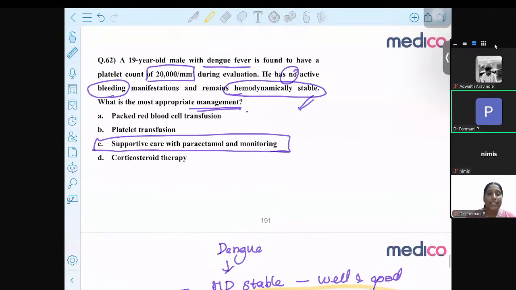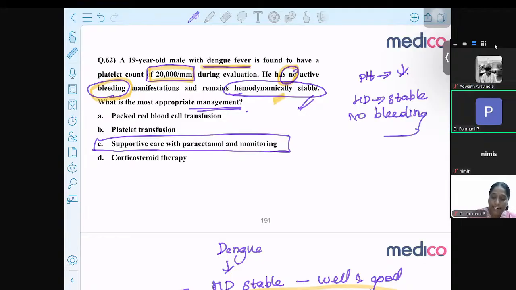So in our next question, we are seeing about dengue fever. The patient has dengue fever, the platelet count is 20,000, and he is hemodynamically stable. There is no bleeding. Now what is the management? Please remember, even if the platelet count is low, if he is hemodynamically stable and has no active bleeding, it is enough to manage him with supportive care. Don't rush for platelet transfusion.